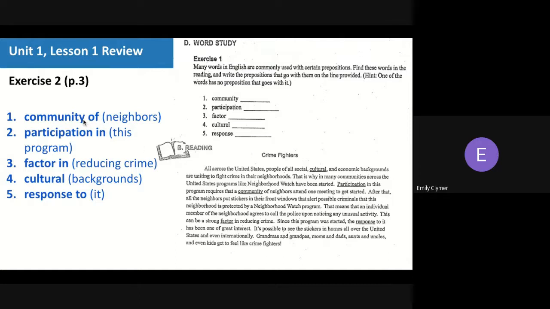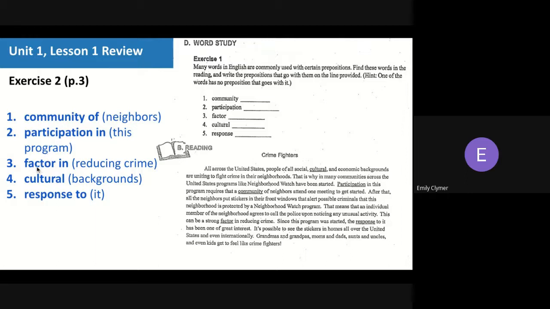So as you can see here, community in the reading text is used with the preposition of. This is a common expression, community of, maybe community of neighbors, community of teachers, community of students, as well as the noun participation often uses the preposition in to have participation in a program, as well as we use this with the verb form to participate in something.